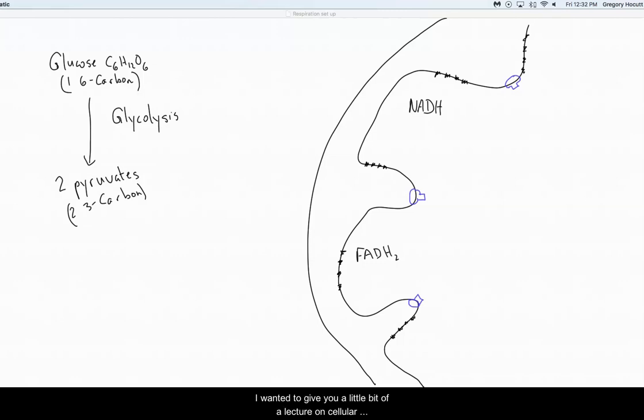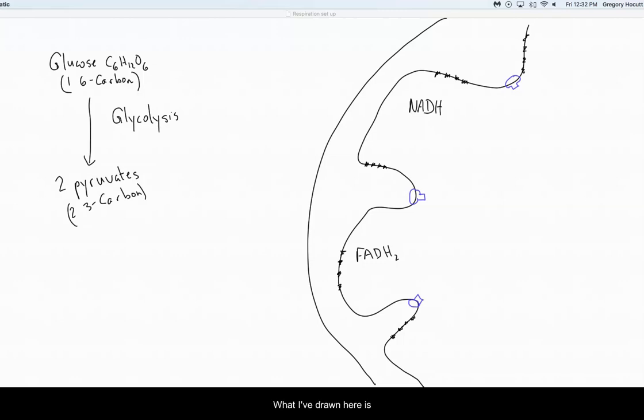I wanted to give you a little bit of a lecture on cellular respiration, the process by which your cells take molecules like glucose and convert the energy in the covalent bonds of that sugar molecule into readily usable energy in the form of ATP within your cells. It's a complex process, and we'll try to keep it quite simple.